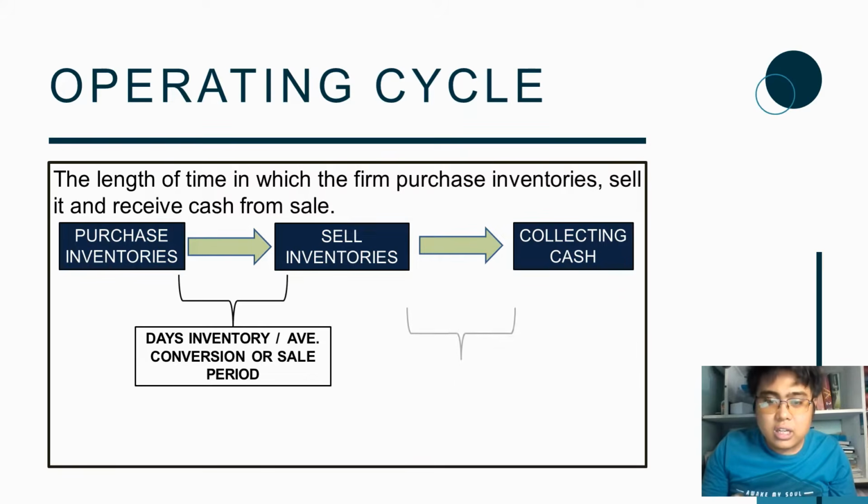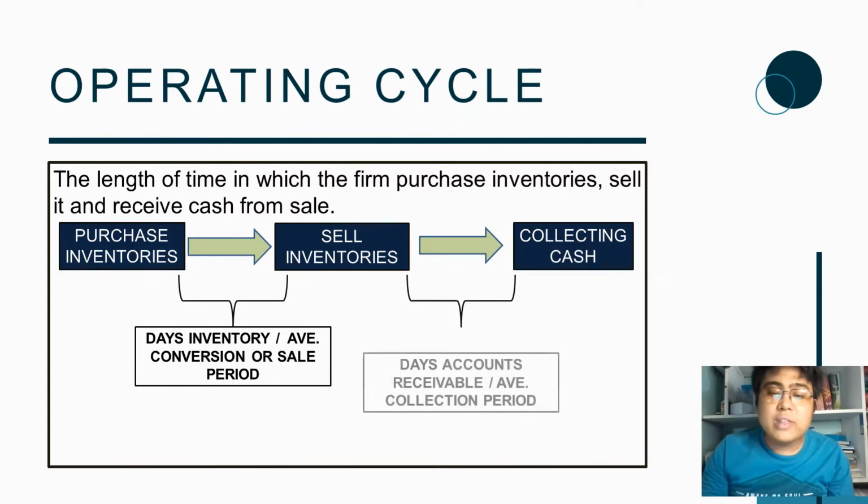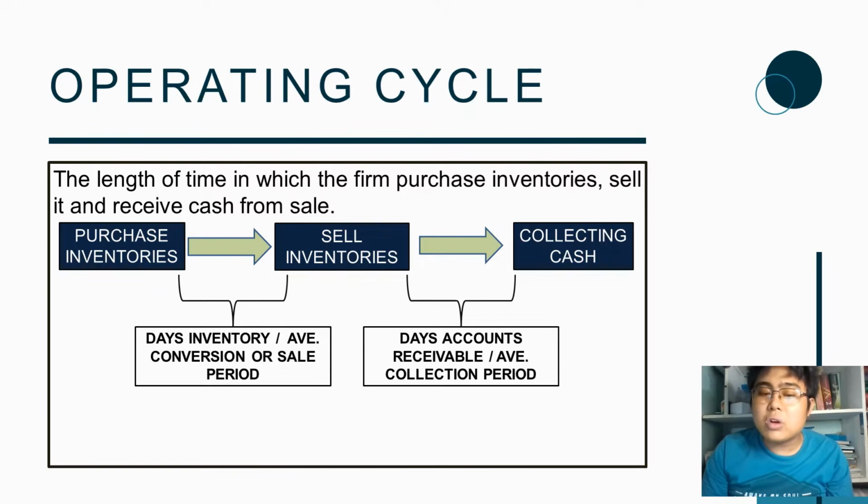Next, ano naman, sir, ang tawag sa number of days between selling an inventory and collecting cash from those sale? That is known as the days accounts receivable or average collection period. Kaya siya tinawag na average collection period: gaano ka ba katagal makakolekta ng inventory? Ang average sale period, gaano ka katagal makabenta ng inventory.